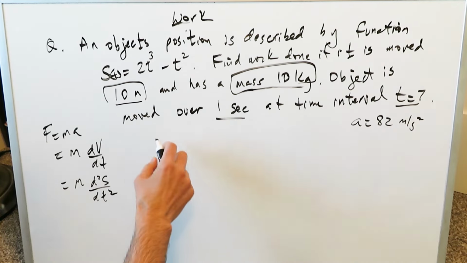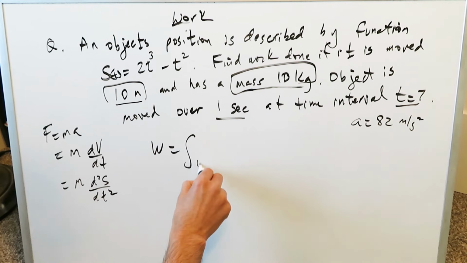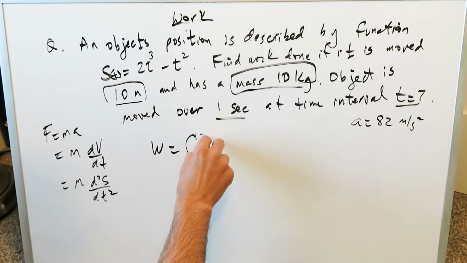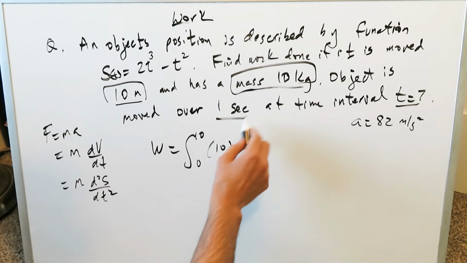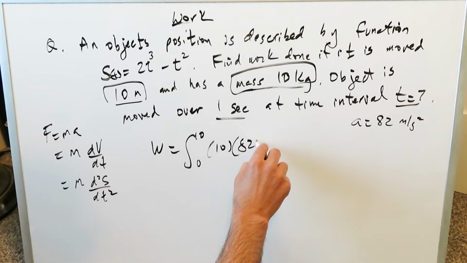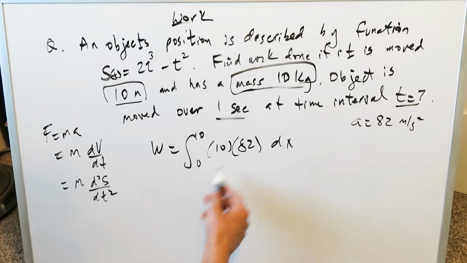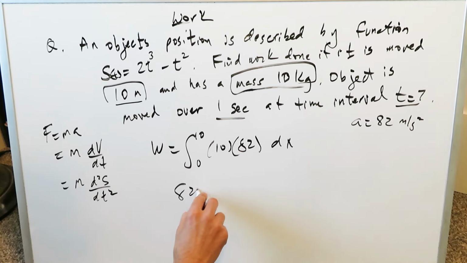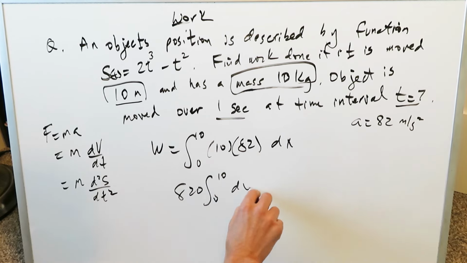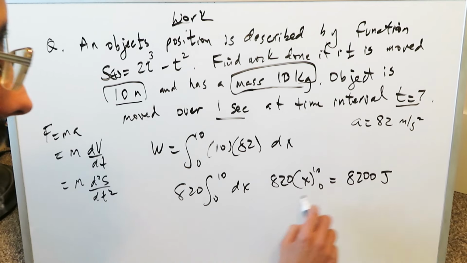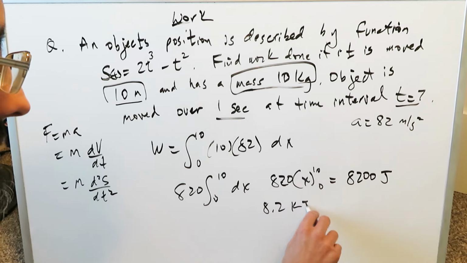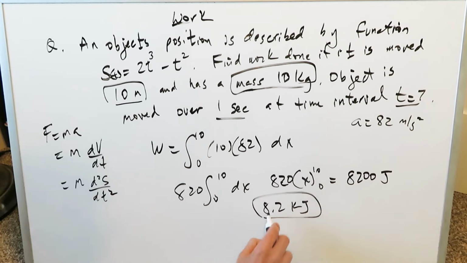The integral part is easy. Work is equal to the integral with lower limit 0, rest, up to upper limit 10. You have a mass which is 10 kilograms, you have an acceleration 82. And this is basically completed. 820, you're looking at 0 to 10 of dx, you're looking at 820x from 0 to 10, you're looking at 8200 joules or 8.2 kilojoules. Either of those answers is good, but you see how it was complex, but it went through to completion very quickly once you determined this.